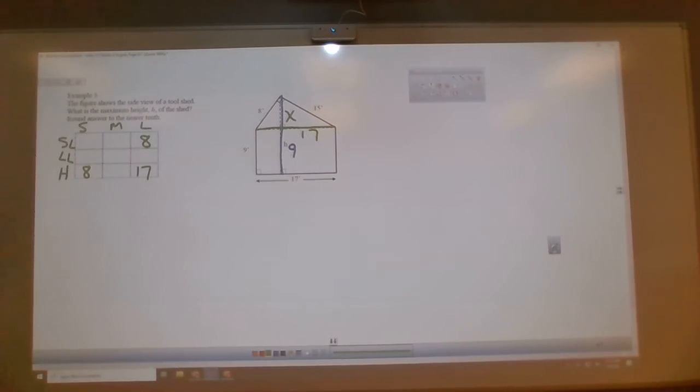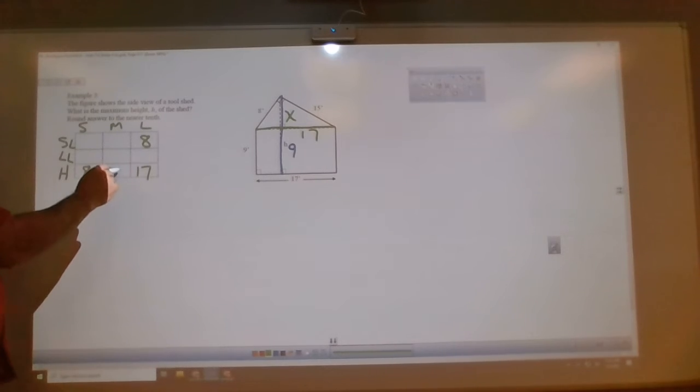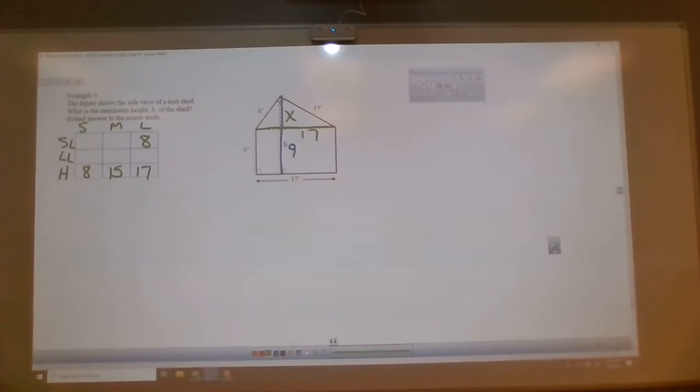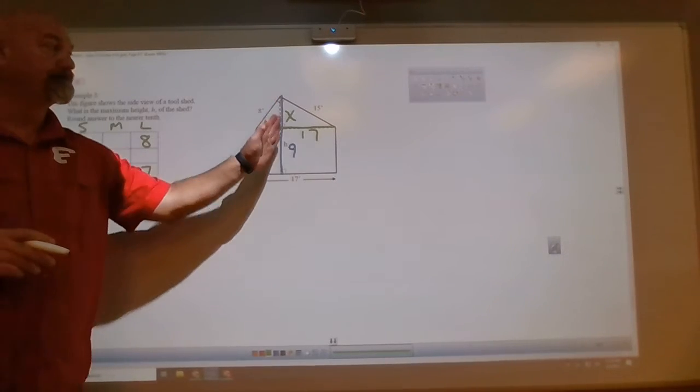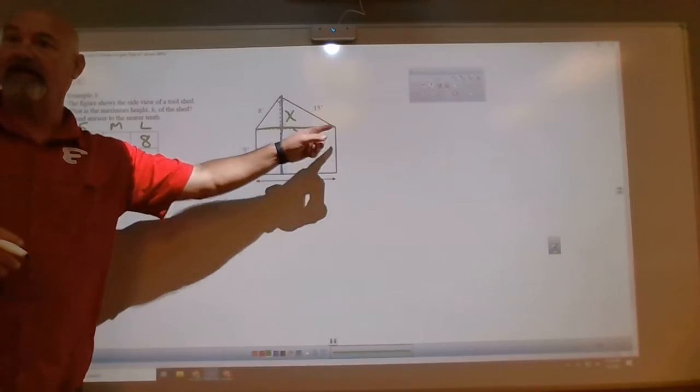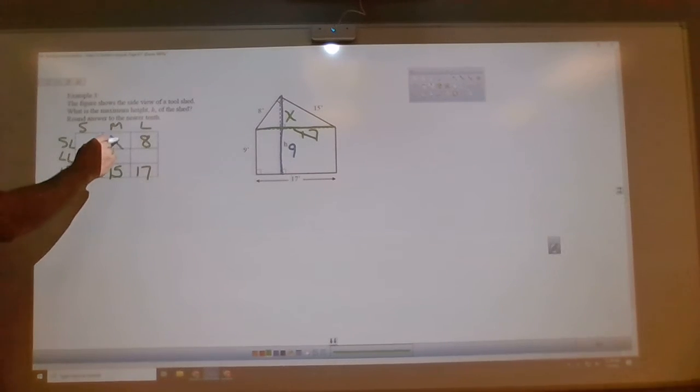What else do we have? 15 is the hypotenuse of this one here, right? Of the medium one. What else do we have? Short leg of the medium is what? Medium. X. See it? Do we have enough to solve the equation now? Yes. Got our box, don't we?